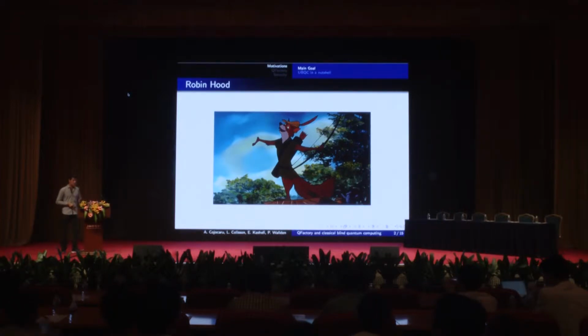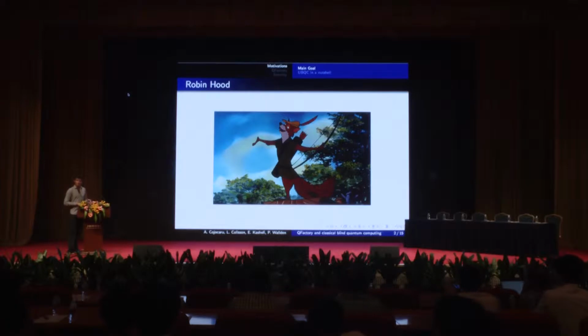So you may know this famous story about Robin Hood, this guy that tries to help poor and weak people by stealing from rich, powerful, and mean kings. So in the next 15 minutes, we are going to be Robin Hood together.